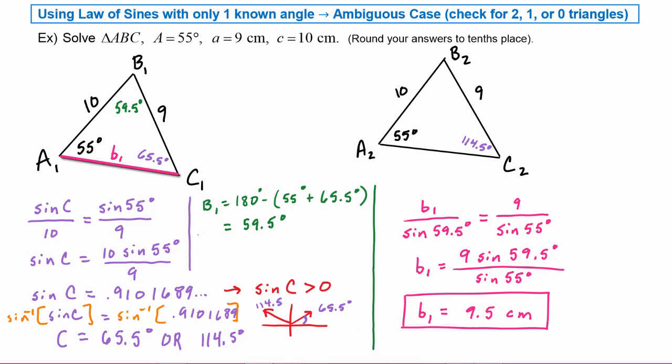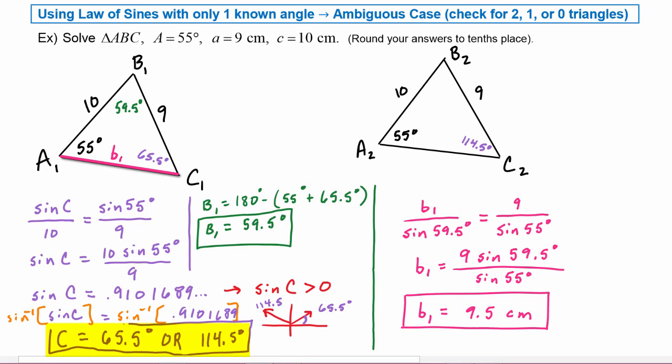So in our work, we should box in all our answers. We knew B1 was 59.5. And way back over here, we found the 2 angles for C. We want to make sure we box that in. So just a reminder, show your work, box in your answer. Now we can get B1 on our picture here. So we put the 9.5 right here. So this triangle now has been solved.